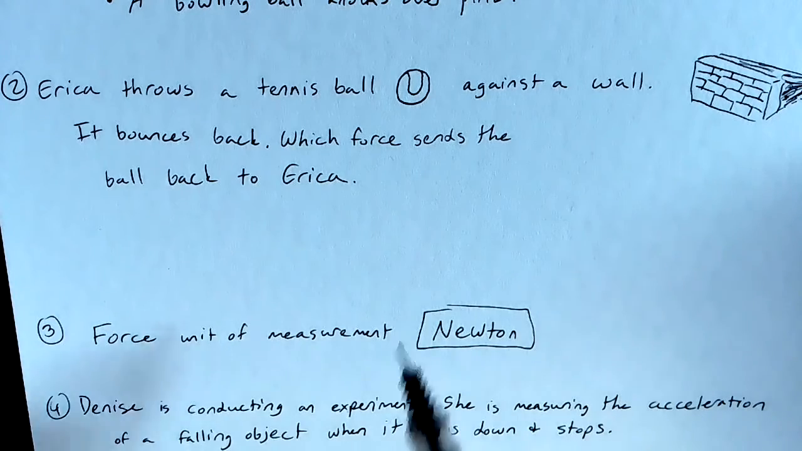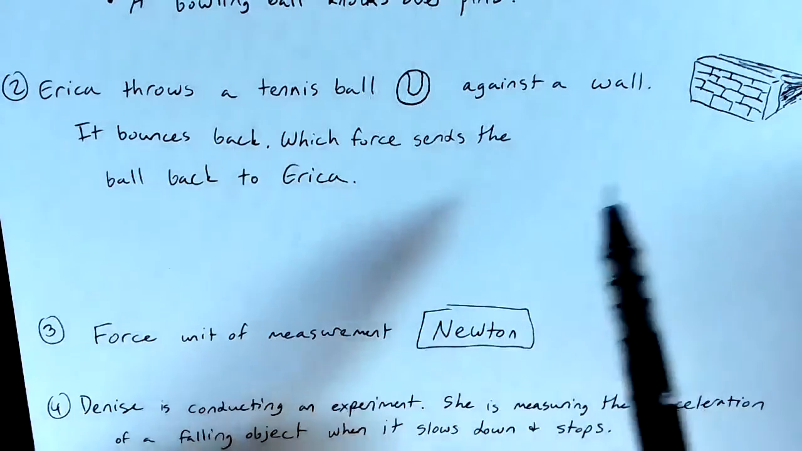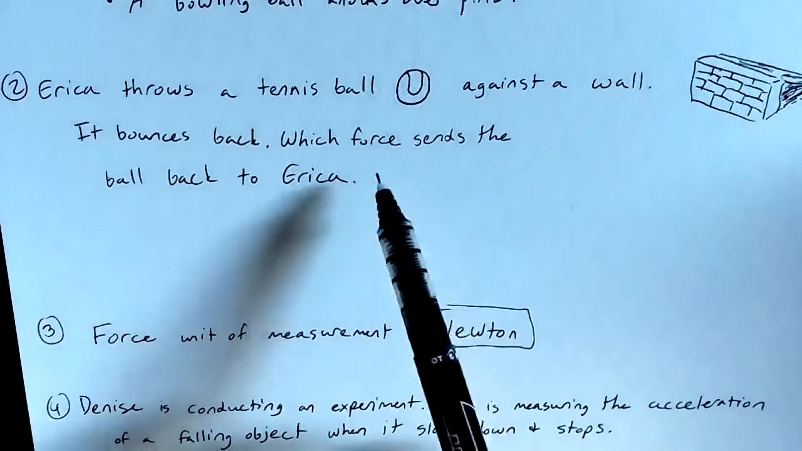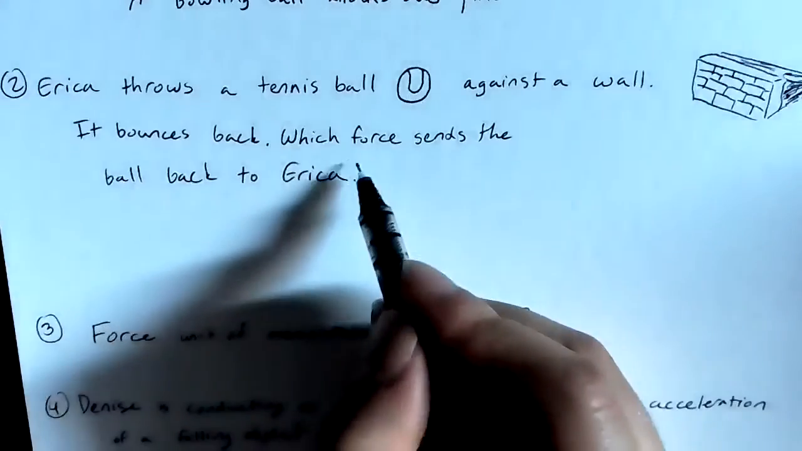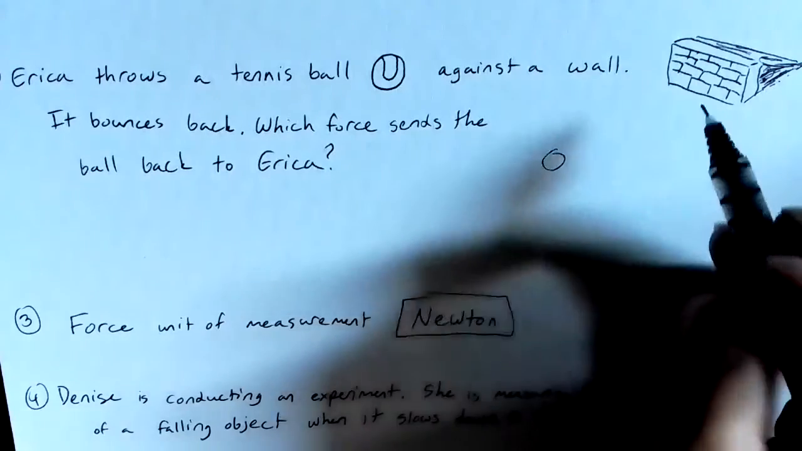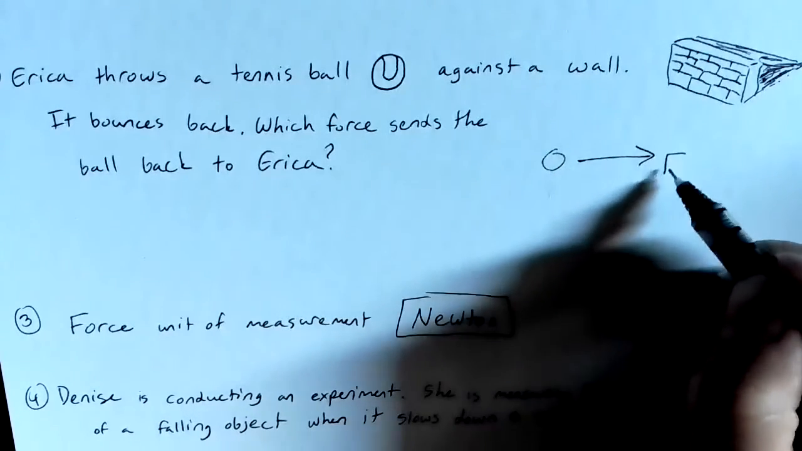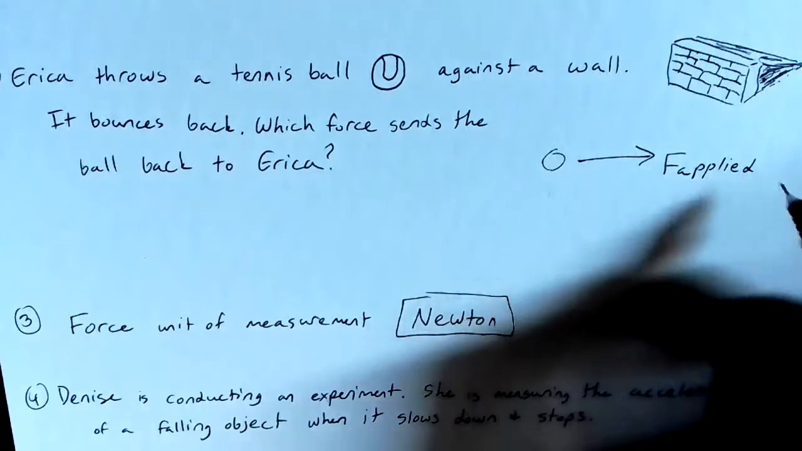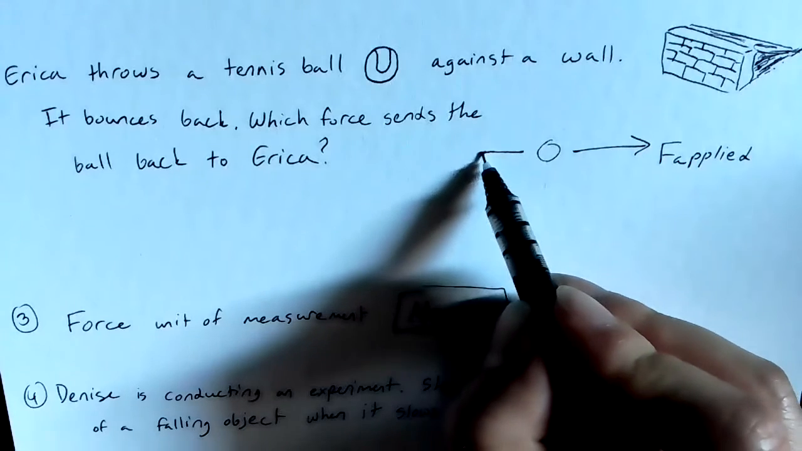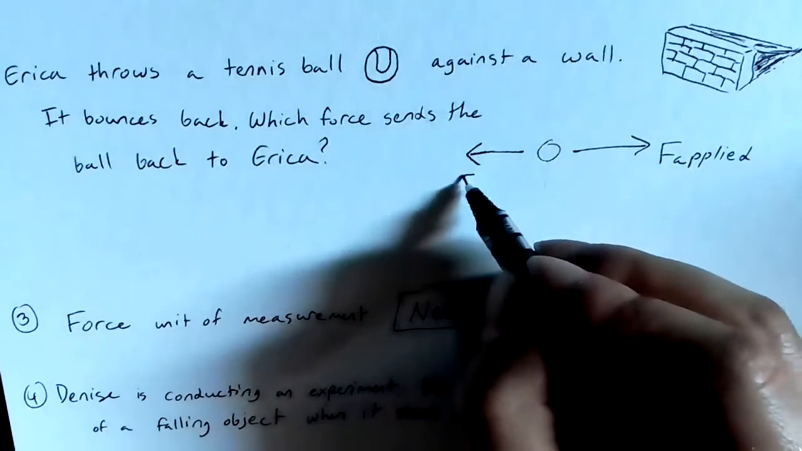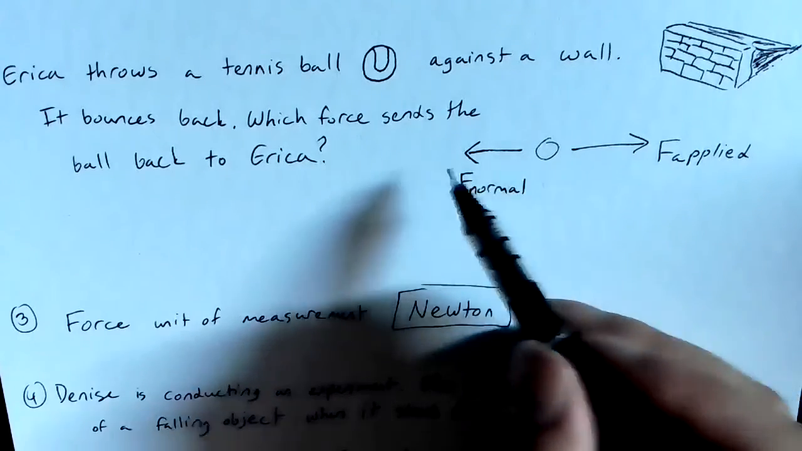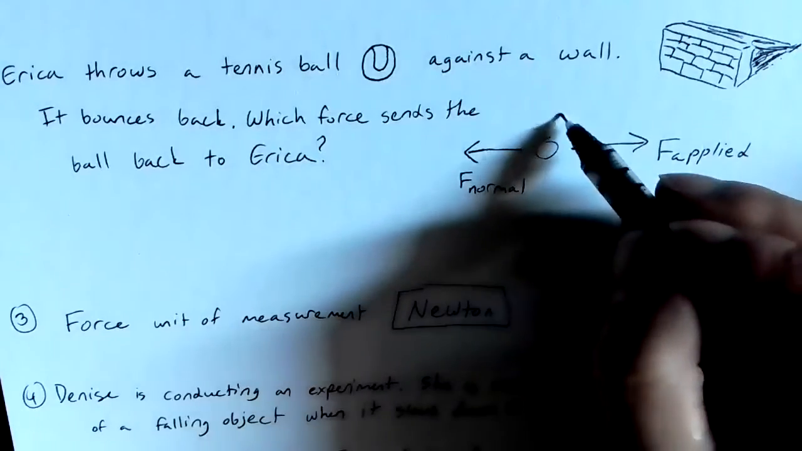And we're told Erica throws a tennis ball against a wall. So she's just throwing the ball against the wall and it bounces back each time. So which force sends the ball back to Erica? Well, if you're throwing the ball, Erica's applying a force. And then it hits the wall. And if you remember Newton's third law, there is an equal and opposite reaction.